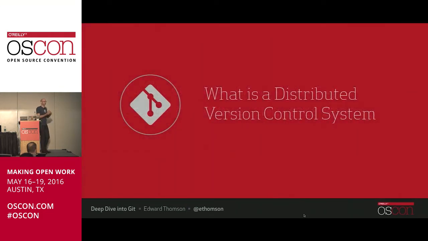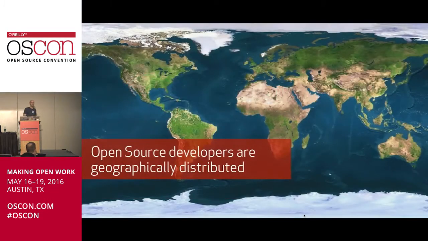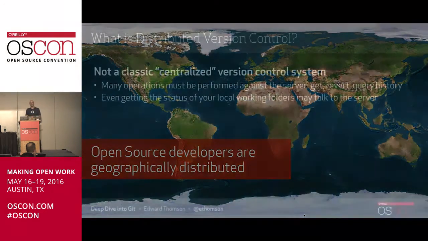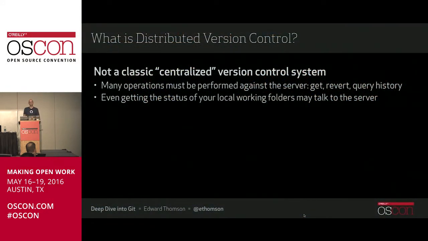So if we want to start thinking about how Git works, I think the most important thing to do is really define what it means to be a distributed version control system, because I think that's where most of Git's architectural decisions come from. So again, open source developers, especially the Linux kernel developers, are incredibly geographically distributed. And what you don't want on a team like that is a centralized version control system.